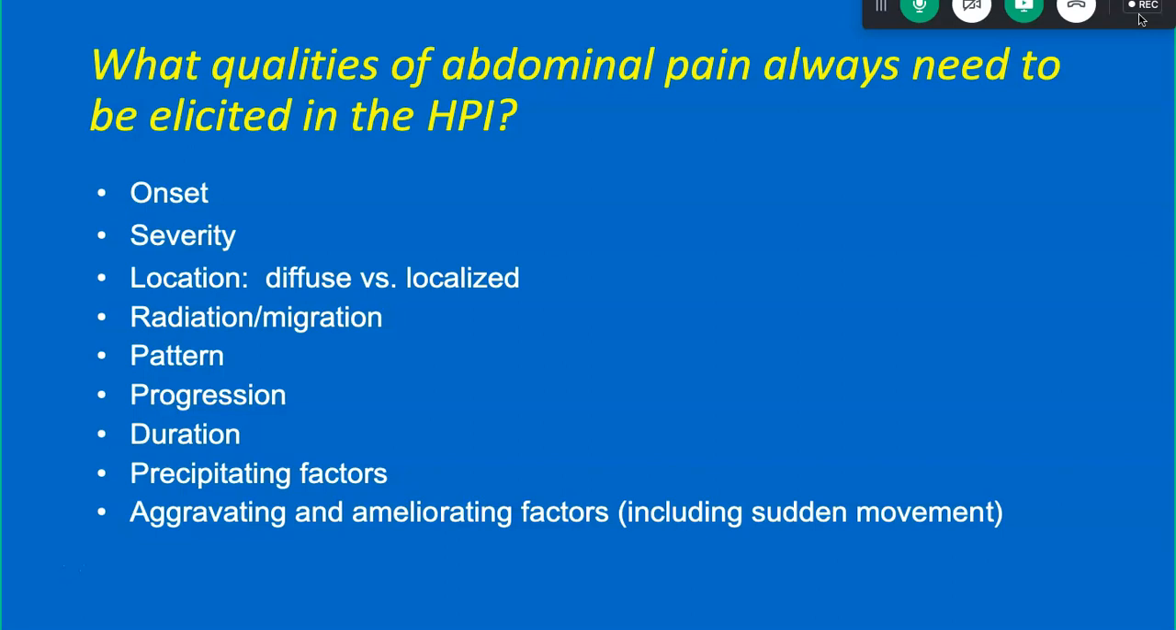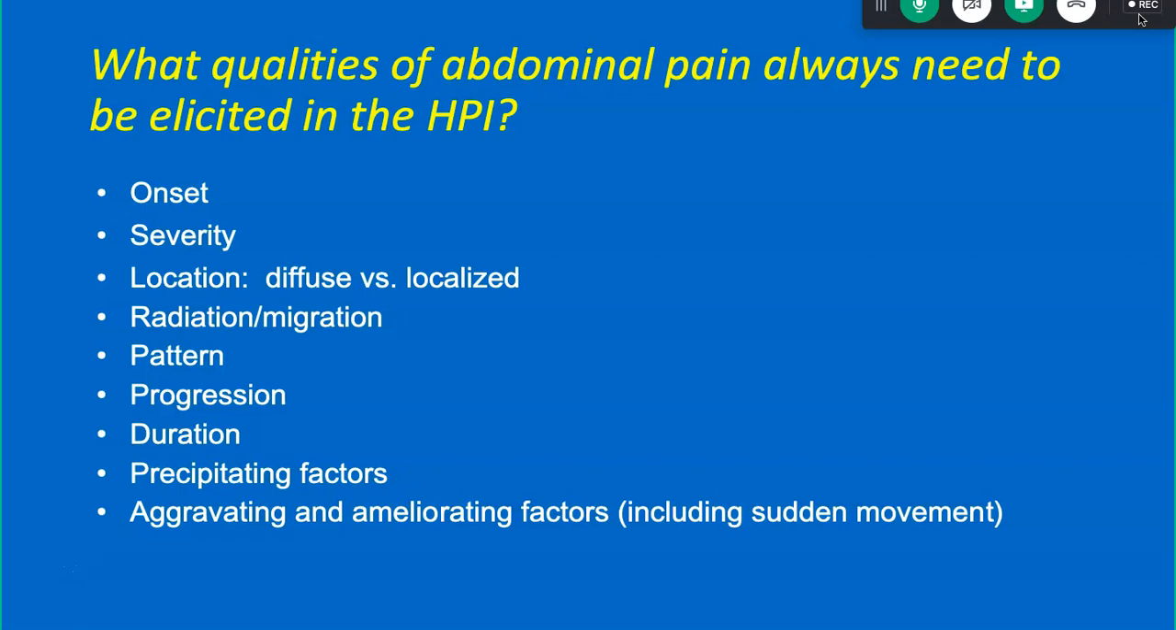Great. So the first quality of abdominal pain would be the onset. You can ask, when did this problem start? When's the first time you felt this pain? Next is severity. When you're presenting, you can present it as mild, moderate, or severe. You can have the patient rate it on a 1 to 10 scale, and you want to specify that 10 is the most severe pain that you can imagine or that you've ever experienced.